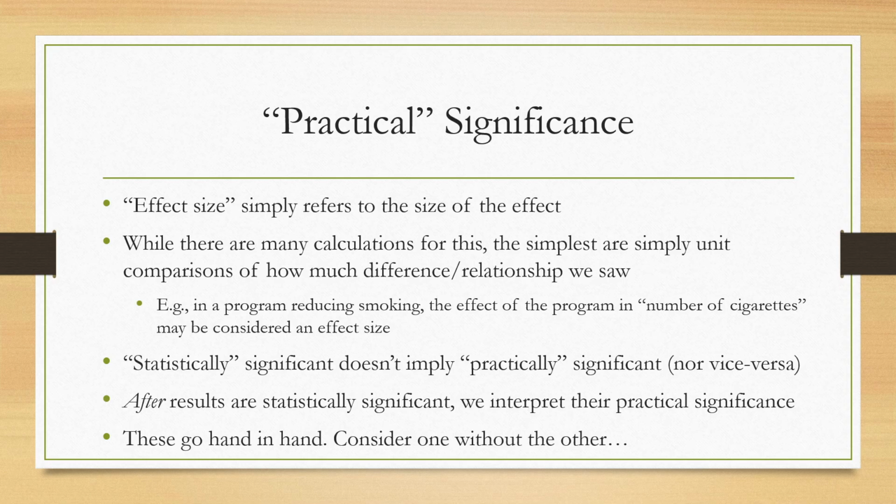In my smoking example, think of a program that has a quote-unquote statistically significant effect, but the size of the drop is tiny. The people who participate in my program smoke fewer cigarettes than the people who were in the control, but the size of that drop is 0.001 cigarettes per person per day, like a fraction of a fraction of a fraction of a cigarette per person per day. While in that case it is statistically significant, practically that is meaninglessly small. So that is not really useful.